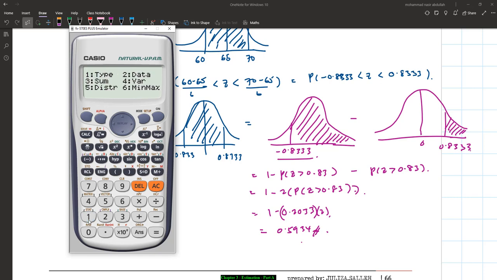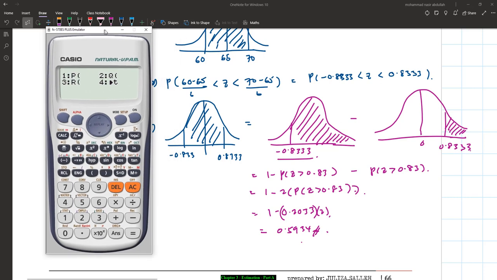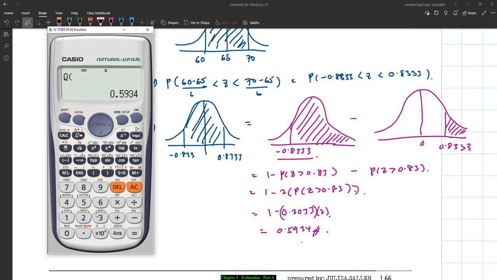Let's say 5. So we are looking at the middle value. So Q negative 0.83 plus Q 0.83. So we should get the same value. Okay.